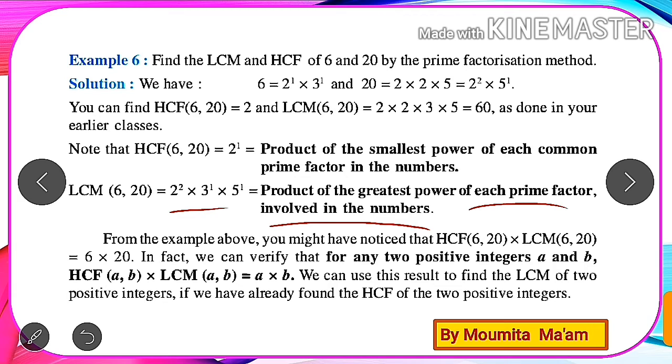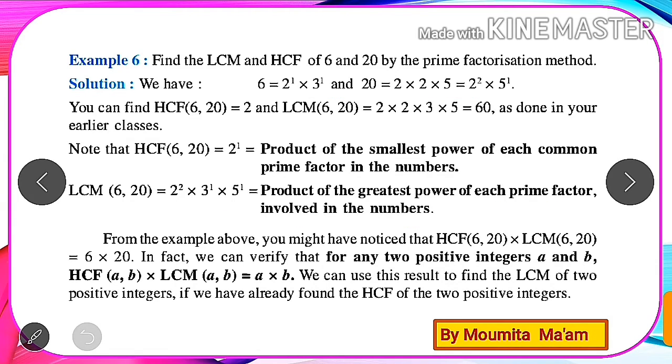In the two numbers, that is 6 and 20, we need to take each and every prime number with its greatest power. Here we can see the smallest prime number is 2, and the greatest power is 2 to the power 2. Next prime number is 3, and we have the greatest power of 3 as 1, so we have written 3 to the power 1. Next we have 5, and the greatest power of 5 here is 1, so we have written 5 to the power 1. In such a way, we have found the LCM, that is 60.